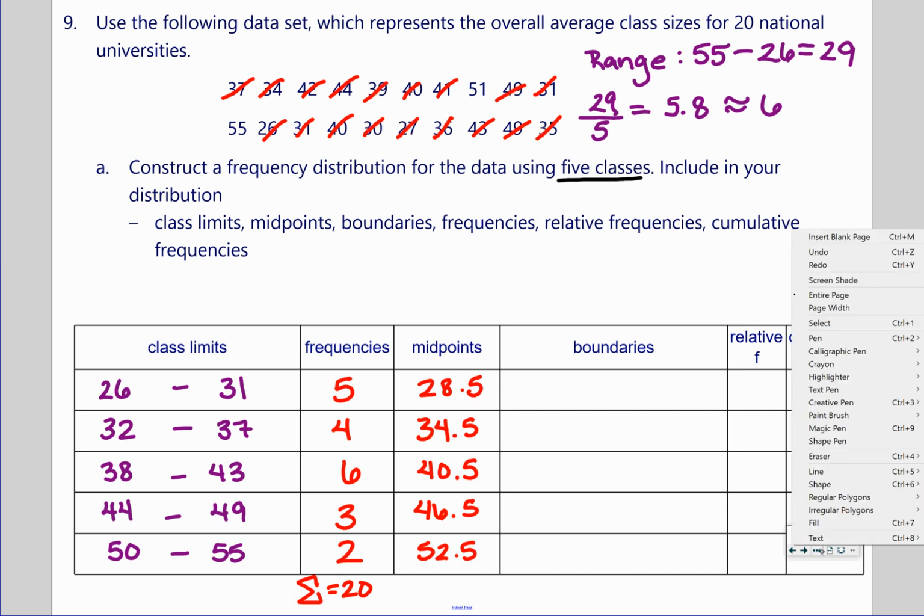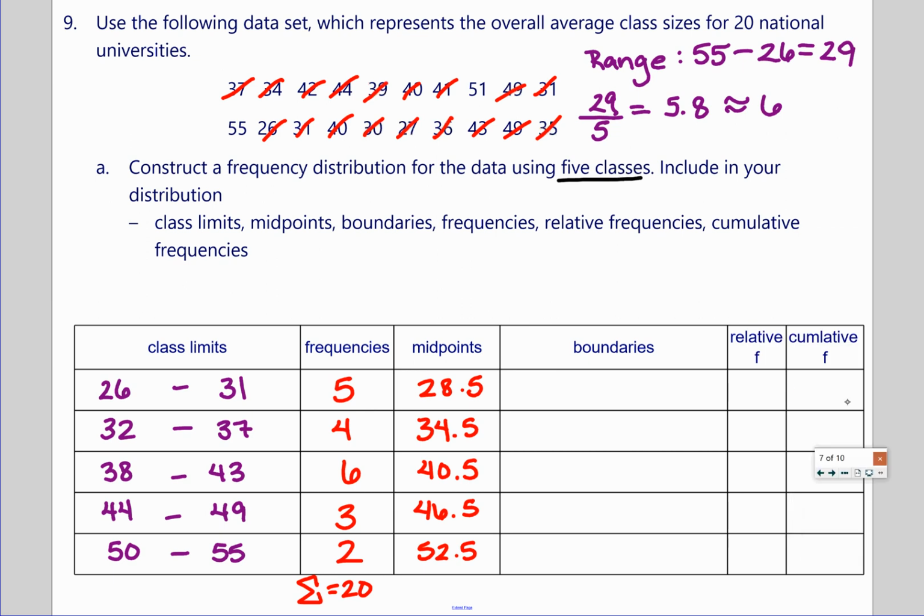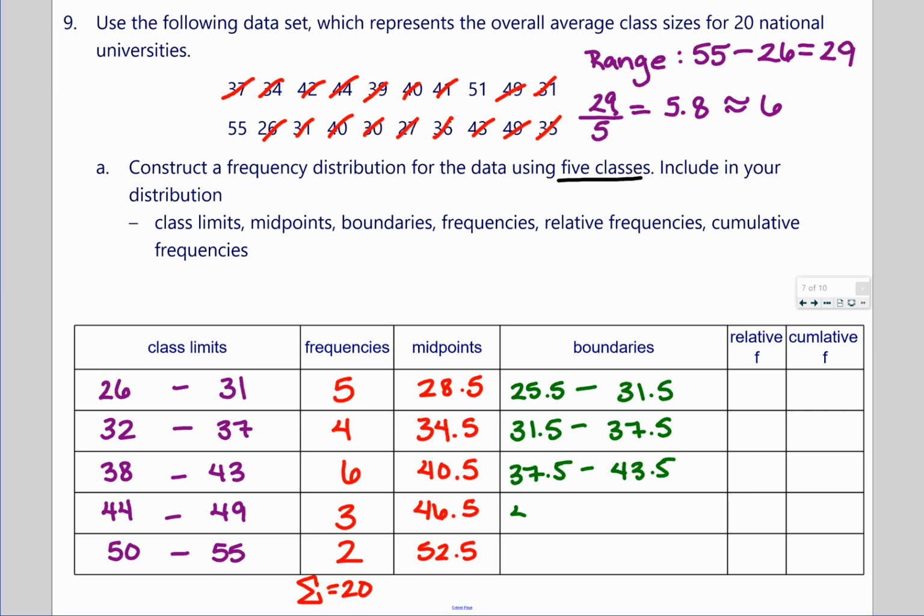Okay. Class boundaries are where we take our classes that we have, the upper limit and lower limit, and go a half a unit in either direction. So this ensures that where one starts, the next one stops, or vice versa. So instead of 26 to 31, my boundaries will be a half a unit lower, 25.5, and then a half a unit higher, 31.5. And you're just going to do that for each class. So 31.5, 37.5, 37.5, 43.5, 43.5, 49.5, 49.5, and 55.5.